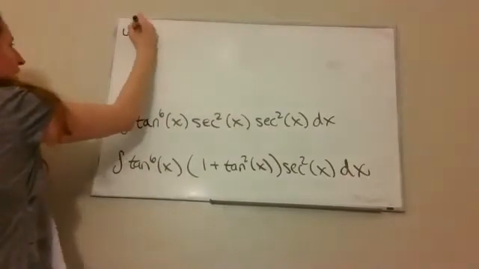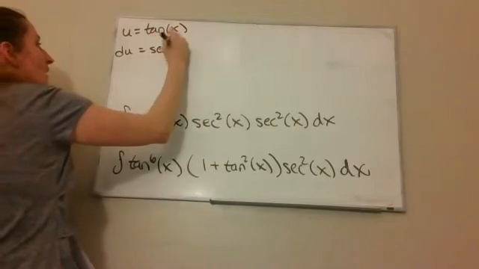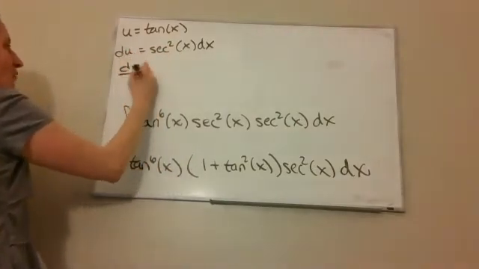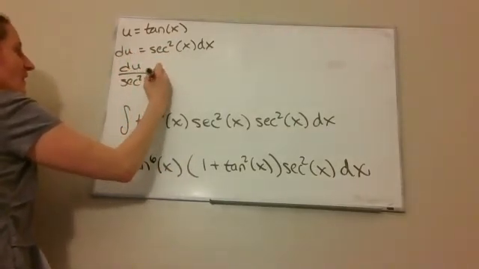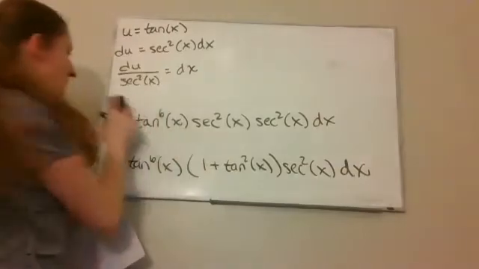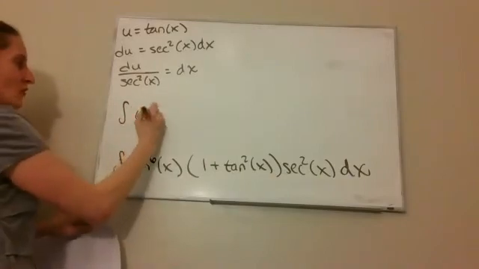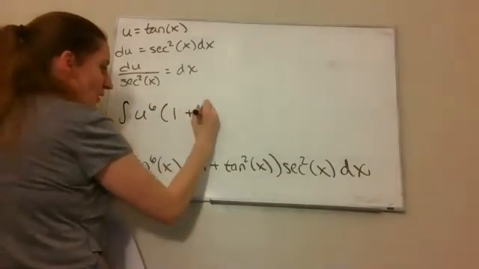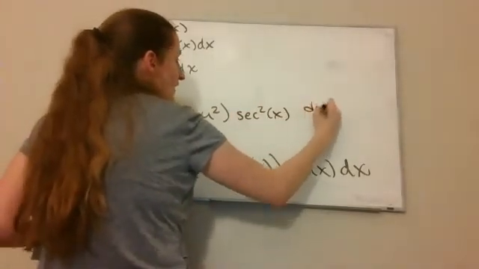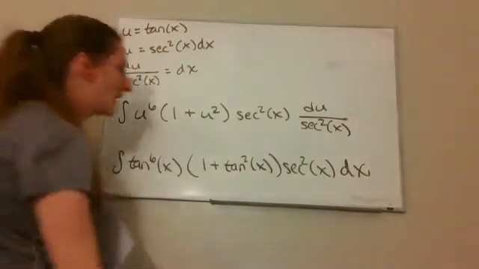So if u is tangent, then du is secant squared x dx. And just because I've been doing it this way, I will show that dx is equal to du divided by secant squared. So now when I rewrite my integral with the substitution, we get u to the 6th times 1 plus u squared. There's my secant squared of x, and dx is du over secant squared x. And my secant squareds get to cancel out.